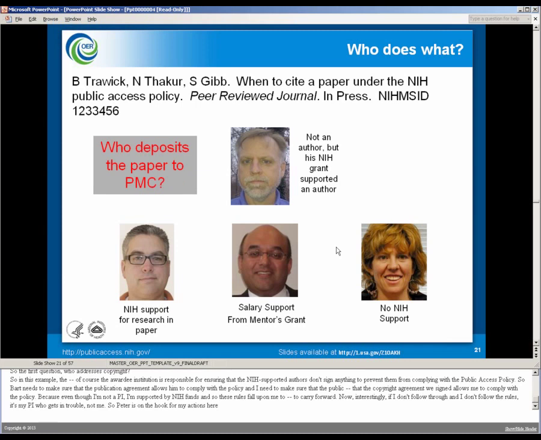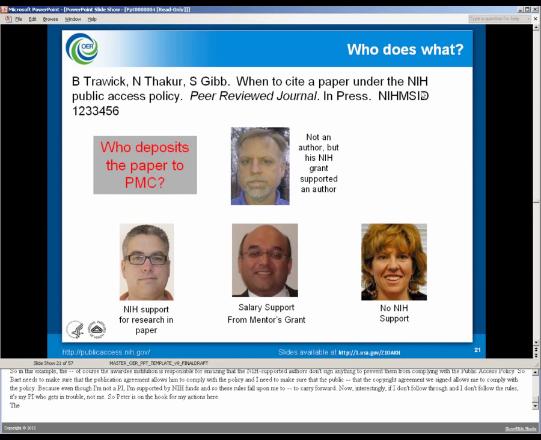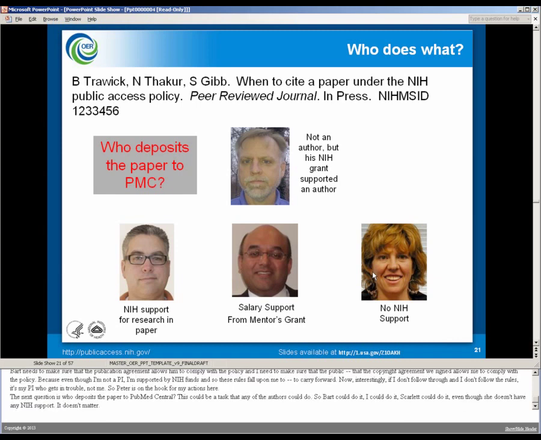The next question is, who deposits the paper to PubMed Central? Well, this could be a task that any of the authors could do. So Bart could do it, I could do it, Scarlett could do it, even though she doesn't have any NIH support. It doesn't matter. What matters is that we figure this out in advance.